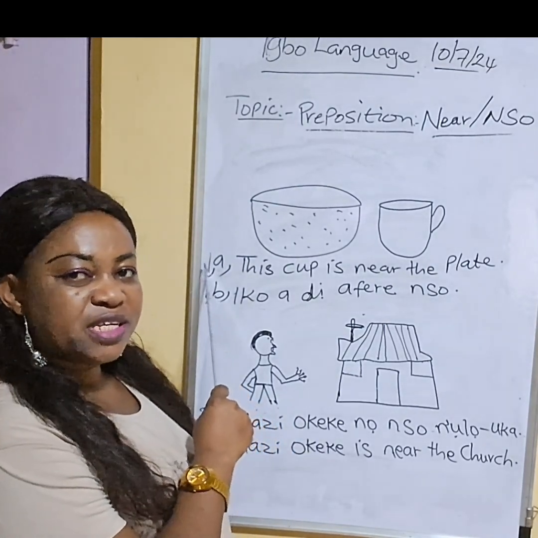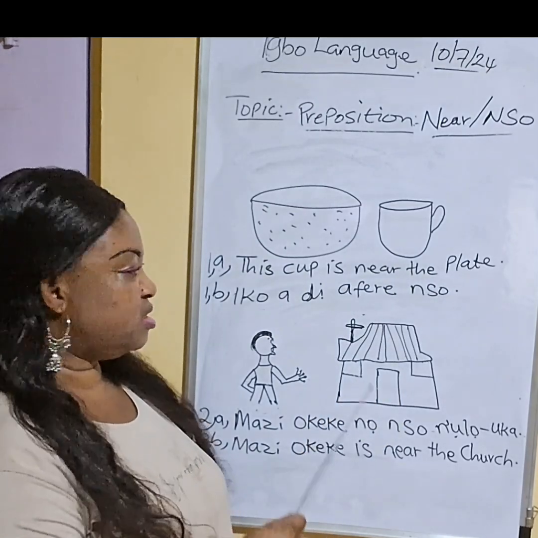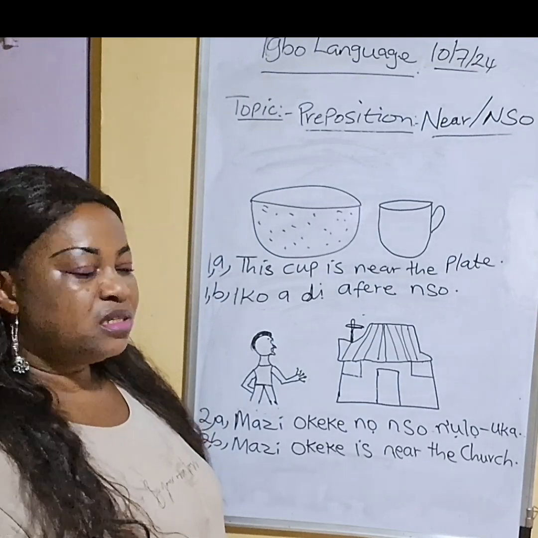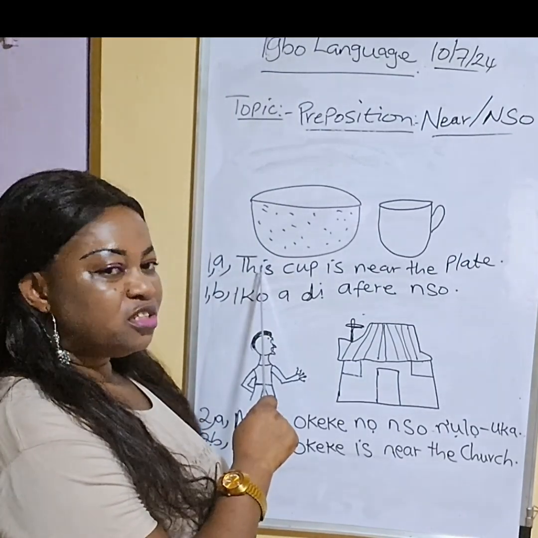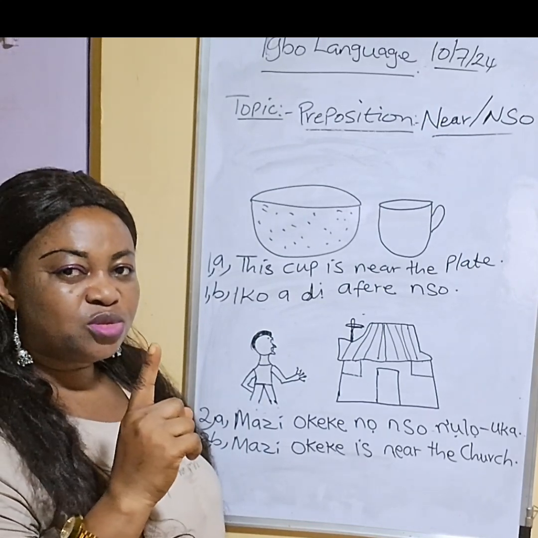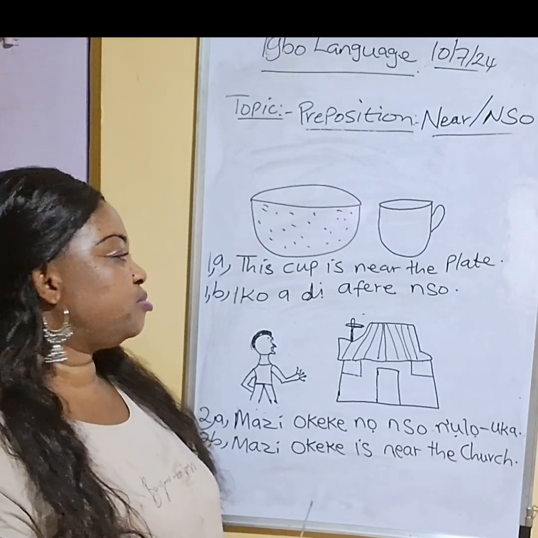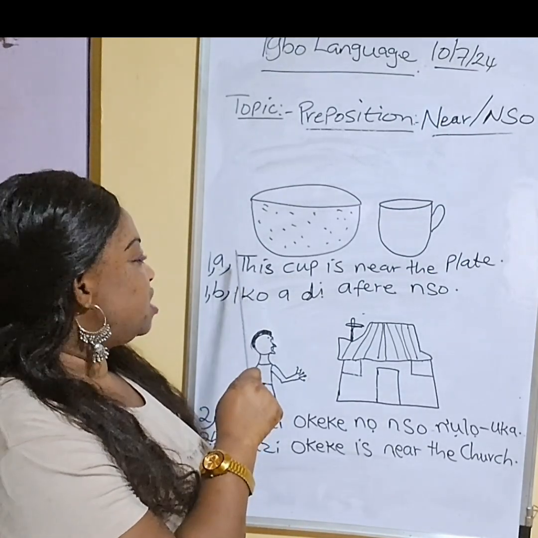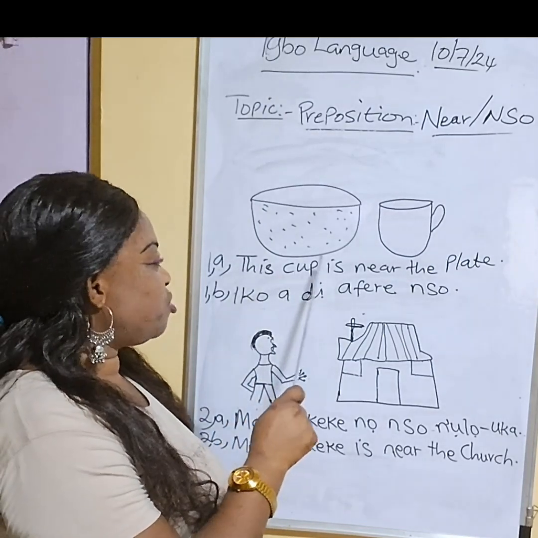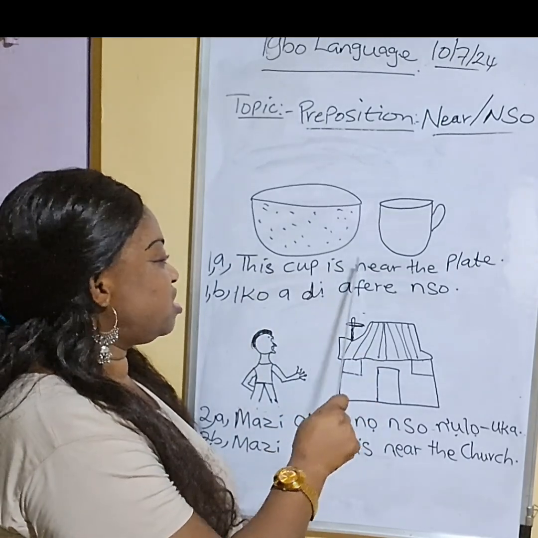Let's see them in sentences. Sentence number 1A says, this cup is near the plate. This cup is near the plate. Remember, this signifies a singular thing. Ihe dị otu. Ihe dị otu, ndị nso. A singular thing that is near. We use this. T-H-I-S, this. This cup is near the plate. This cup, it is near the plate.